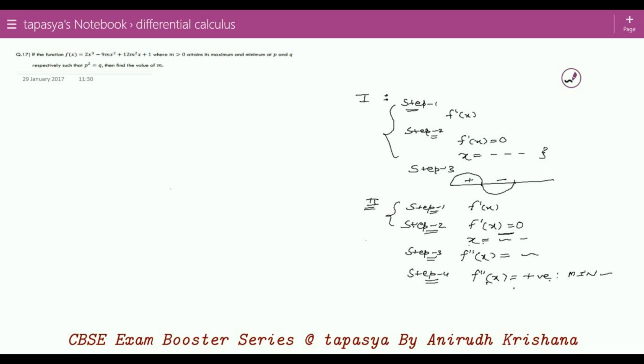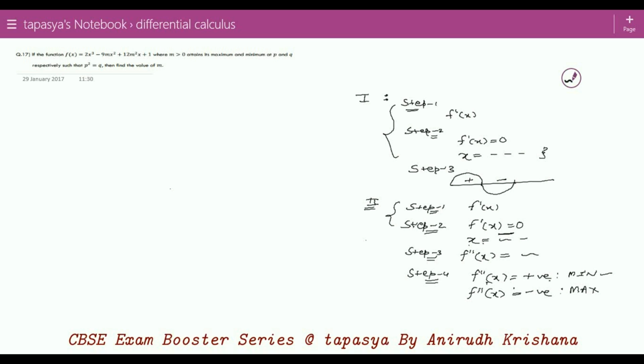And same way, at the point where f dash x was 0 and you find the value of f double dash x at that particular point and you got the negative result, then you can say that point is point of maxima. Okay, so this is the basic concept of maxima and minima. These are the two approaches you have to follow. Now considering this problem, so this is the problem.